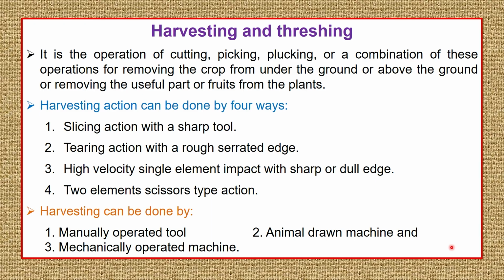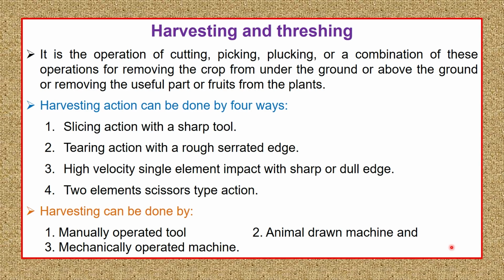Or you may use a scissor action of equipment to cut the crop. So these are the four commonly seen actions whenever you use any type of equipment for harvesting of crop. So harvesting can be done by four methods.